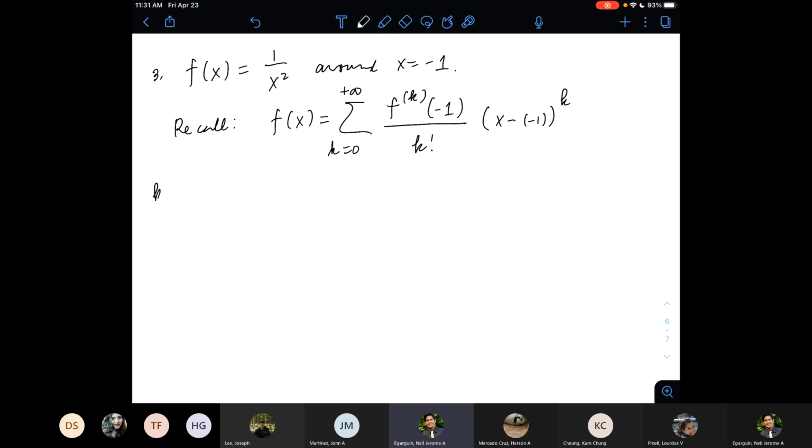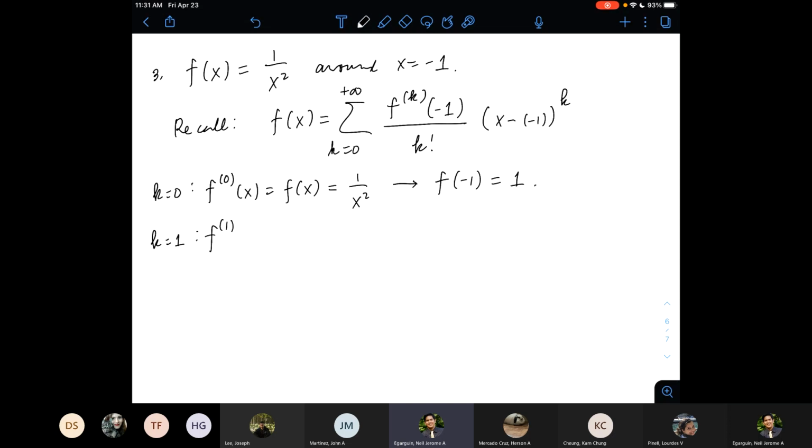Now we start at k equals 0. That's my starting index in the summation. So we're doing f upper 0 of x, but that is simply the function itself. So f of x is 1 over x squared. So that means when you plug in the center of expansion, we will get 1. All right. Obviously, we cannot guess the pattern right now, so let's try another k value.